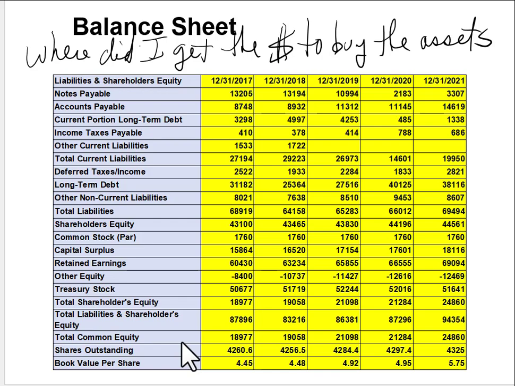This is the finance piece, and they are separate and distinct. We buy assets and we use them. This just tells us where we got the assets to buy them. Now, some of the debt we have is short-term, current liabilities. Some of the debt we have is long-term.